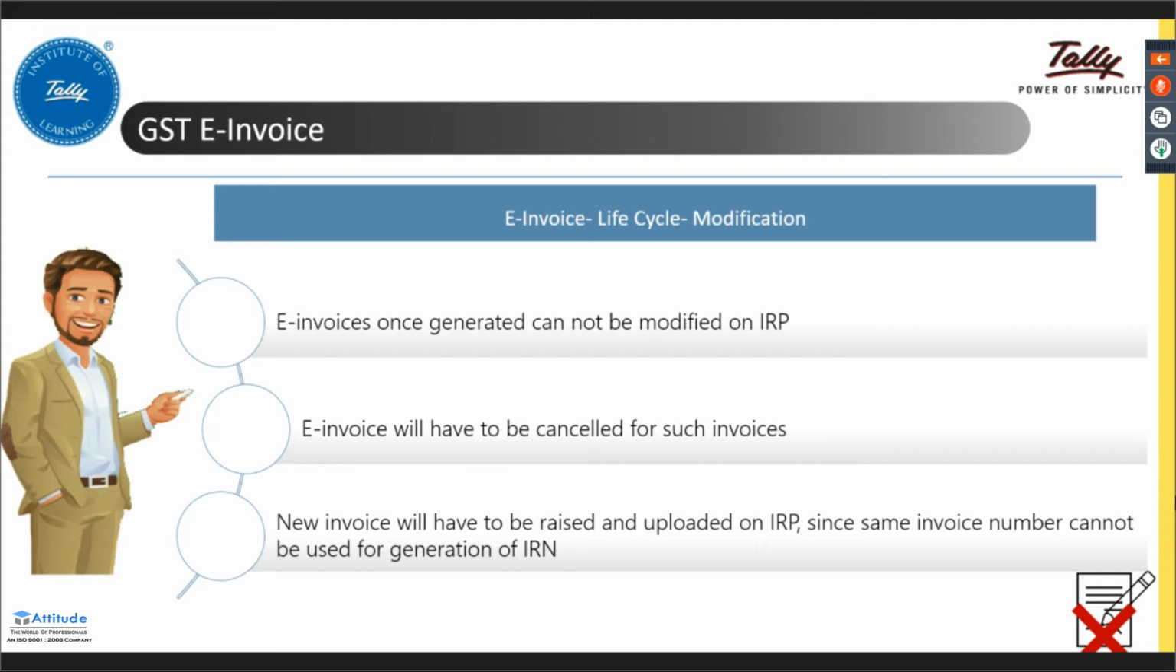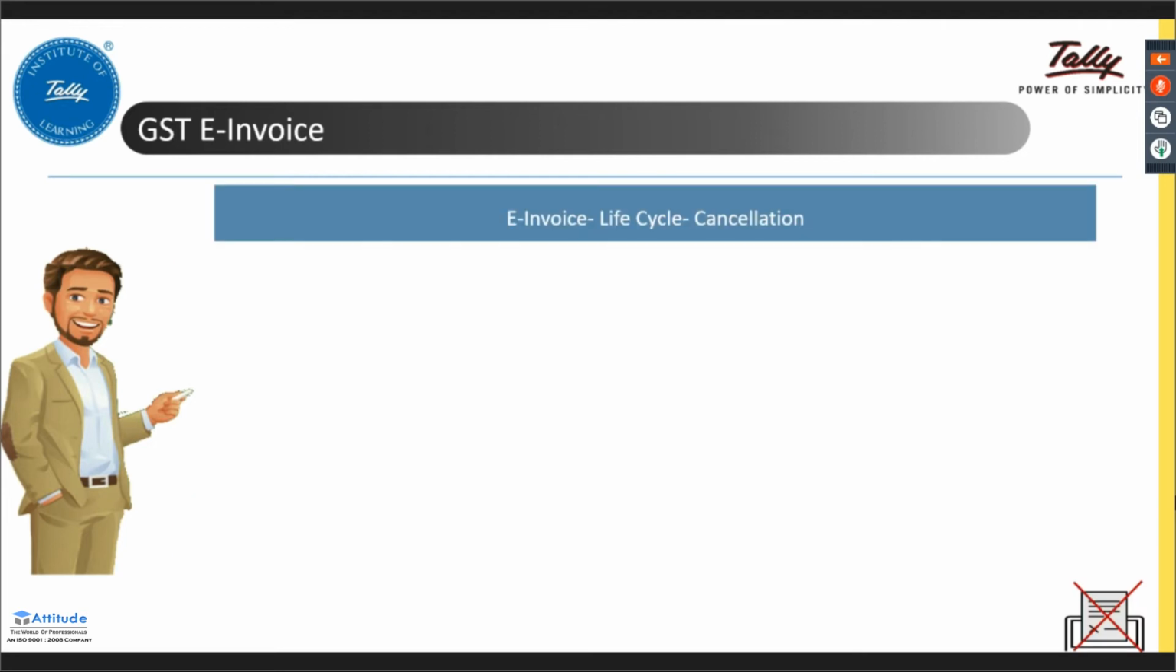As we have already discussed, this IRN is a unique number, right? So nowhere does it get duplicated. So in case of any modifications, the same IRN cannot be taken into consideration. That is the reason we have to cancel the invoice, raise a new invoice, and then upload it in the IRP portal to get the e-invoice automatically.